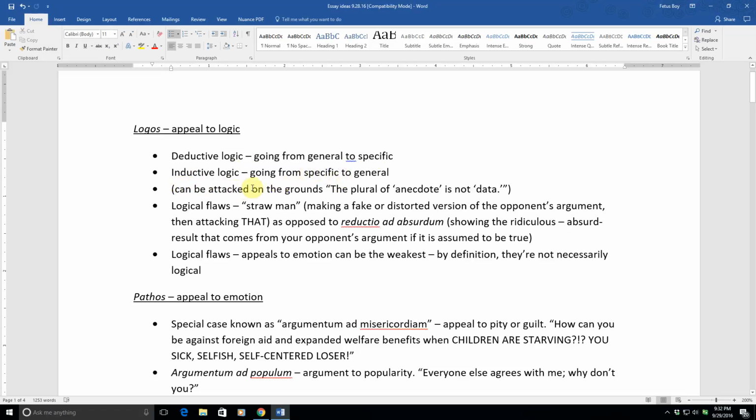And inductive logic can be attacked on the grounds that the plural of anecdotes is not data. Anecdotes are basically stories. So just because it happens in all these cases doesn't mean it happens in every case.